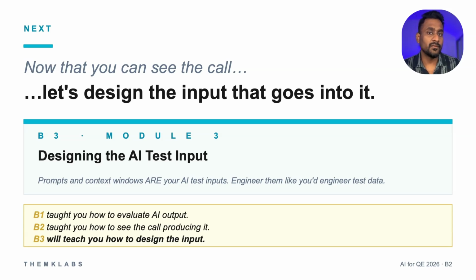Read the spine line with me one more time. V1, V2, V3 are videos 1, 2, and 3, right? The first video taught you how to evaluate AI output, and the second video taught you how to see the AI call producing it. And the third one, and that's important, will teach you how to design the input that goes in. 3 modules, 1 arc.